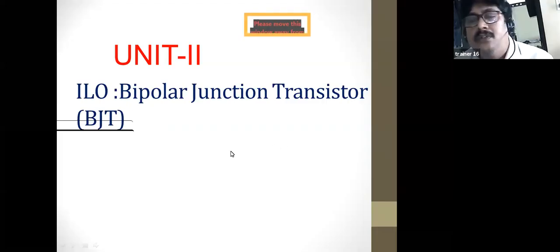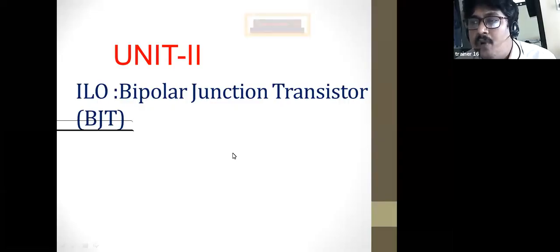Next, today we will discuss the bipolar junction transistor. It's a bipolar junction. In the PN junction diode, P type and N type semiconductor are sandwiched, forming only one junction. Whereas here in the bipolar junction transistor, there are two junctions.